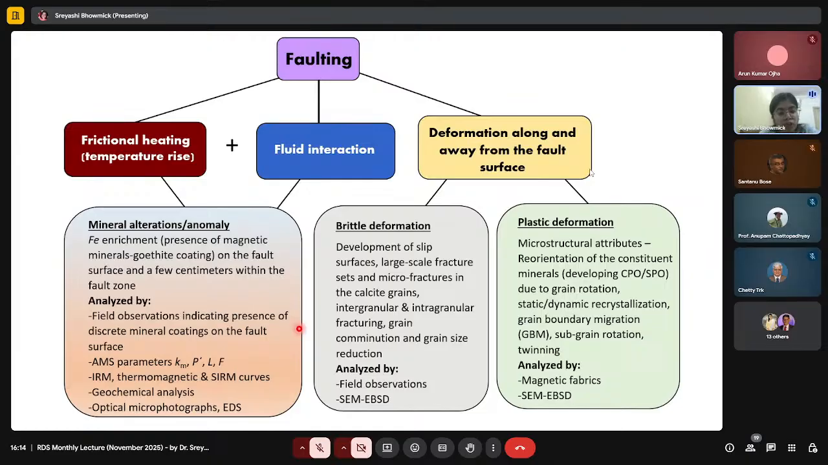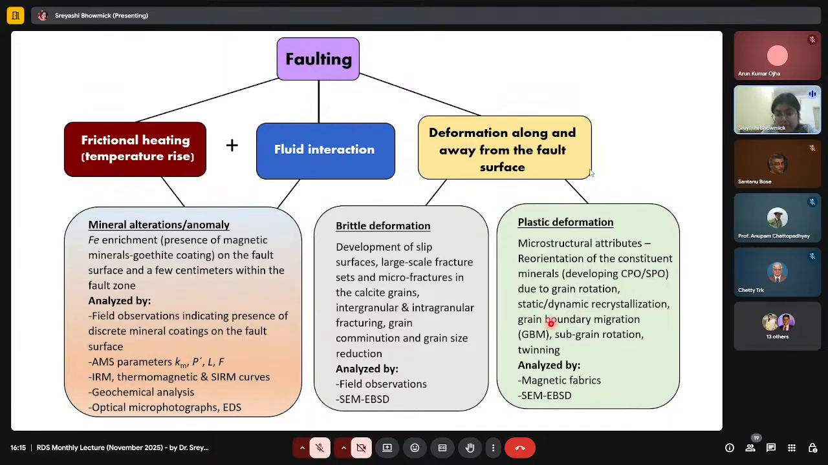Now, apparently we are looking at a brittle structure, but if we move down to the grain scale, we can see evidence of plastic deformation. For example, reorientation of the constituent minerals, thereby developing crystallographic preferred or shape preferred orientation. And this can happen due to grain rotation. So this is clear evidence of plastic deformation, and this also defines the magnetic fabrics, which I'll be talking about.